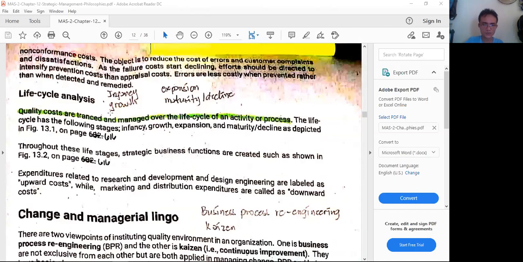So we are going to look into this one, page 616 though.